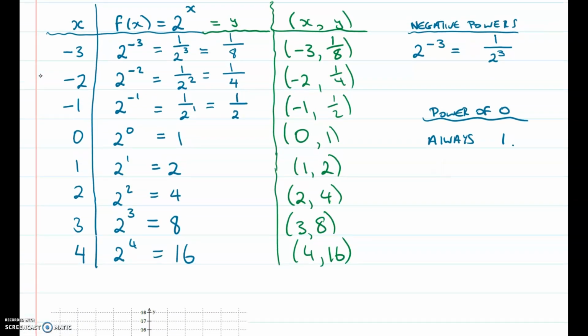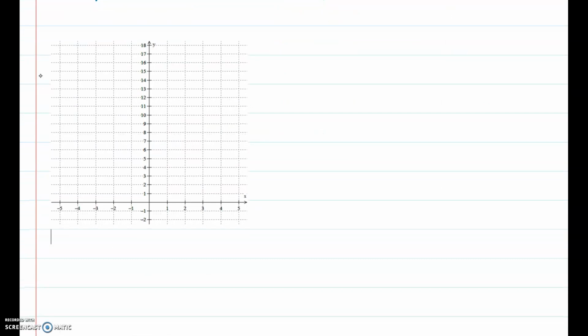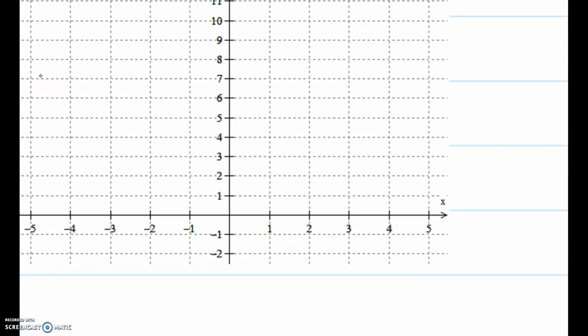these points. So the first point, -3, 1/8. So let's go to -3. Now 1/8. Where are you going to put 1/8? Okay. Well, here's -3. 1/8 is 1/8 of the way up as far as 1. So it's going to be down here. And all you can do is sort of estimate where you think it's going to be. So it'll be just above the x-axis at -3.